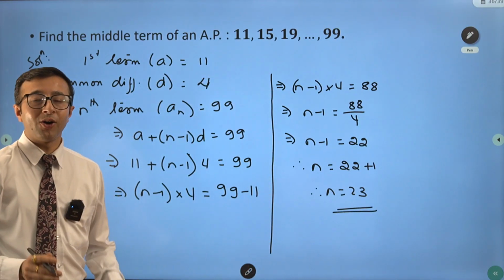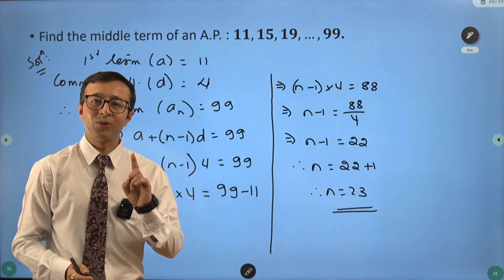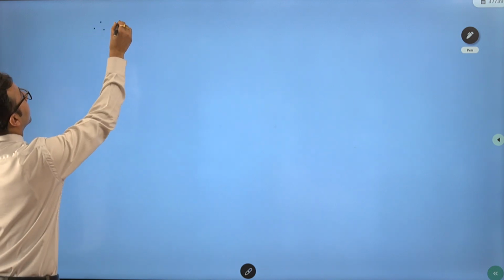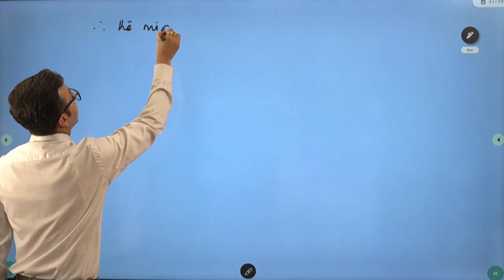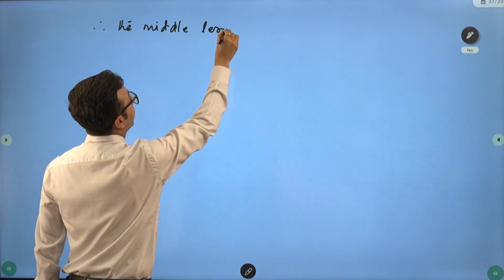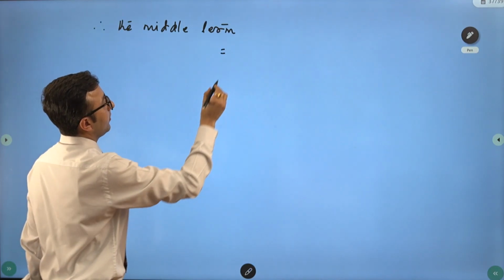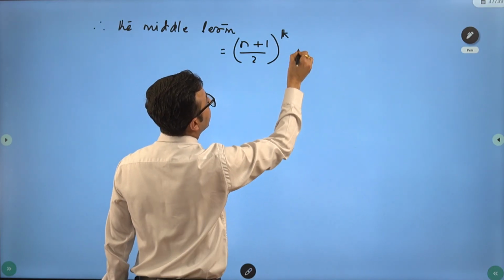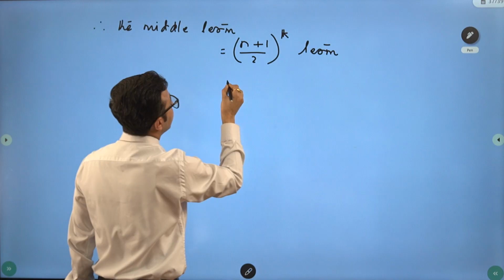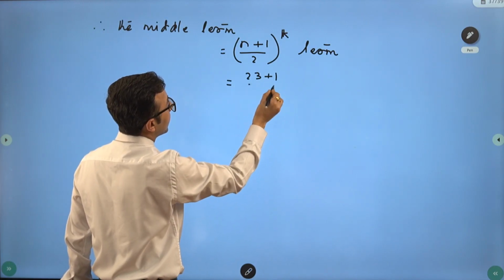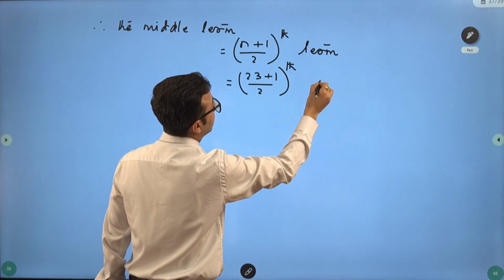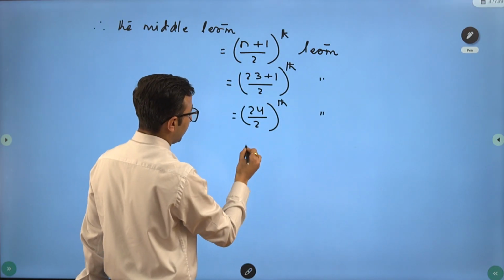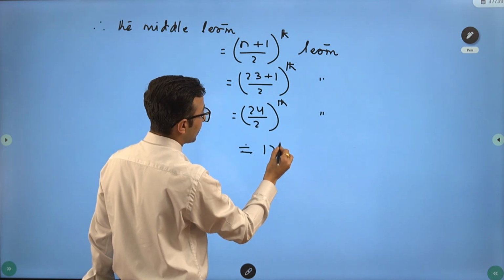So, 23 is an odd number, so exactly we will be getting only one middle term. So how do we get that middle term? Since n is odd, the middle term will be the (n plus 1) divided by 2th term. So this is (23 plus 1) divided by 2, which is 24 by 2. Therefore, the middle term is the 12th term.